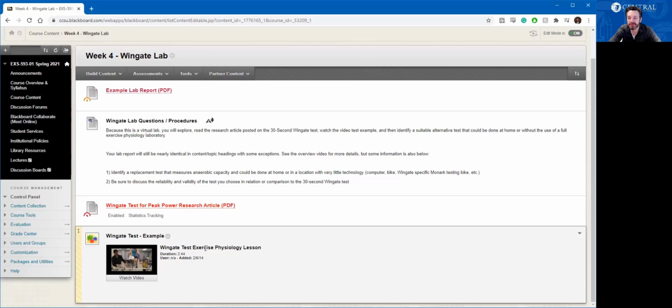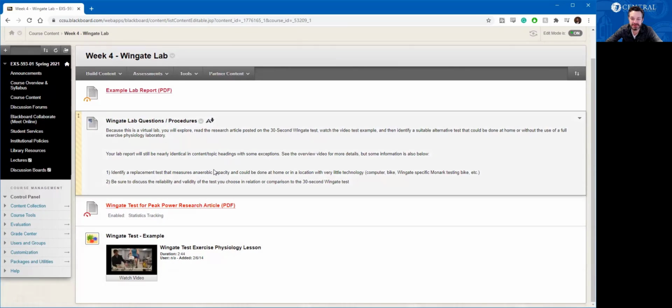So you'll do the purpose, the physiological rationale for Wingate measuring anaerobic power, but you'll also include whatever alternative test you choose. I don't want to give away the game, but there are sprint tests, different types of sprinting tests that could be done. So I want you to look up a test and look at the research and see if that test has been validated against the Wingate. So you're going to identify a replacement test that measures anaerobic capacity, something that could be done at home.